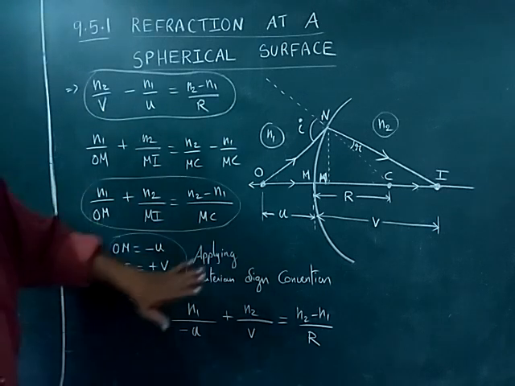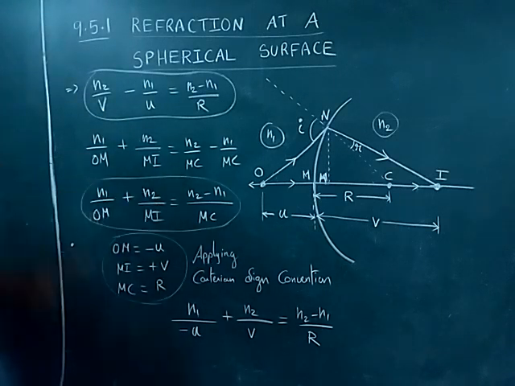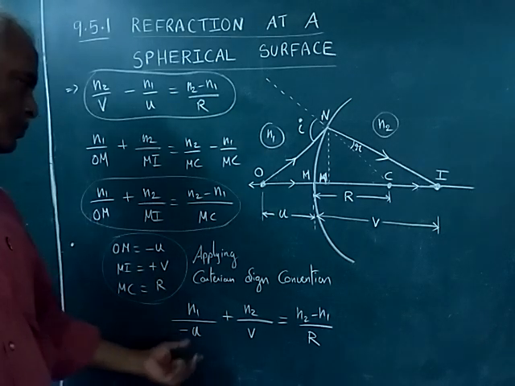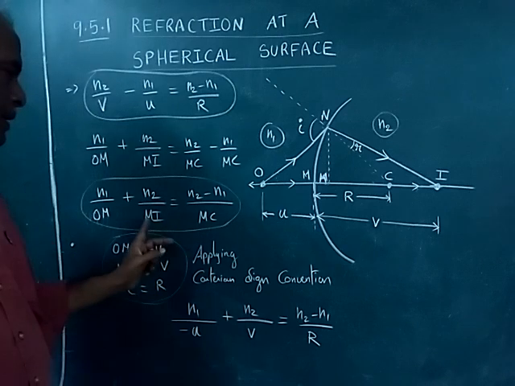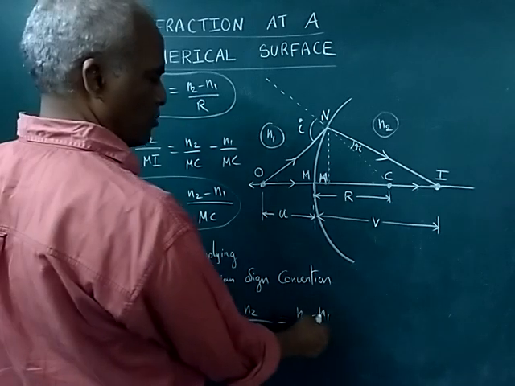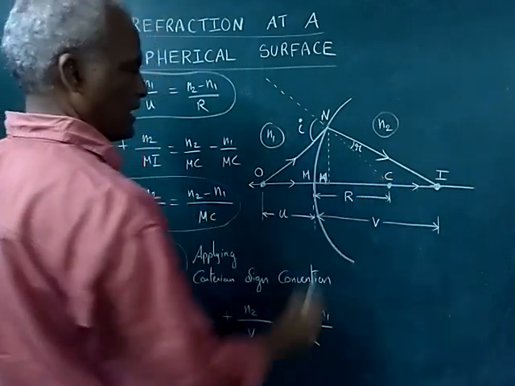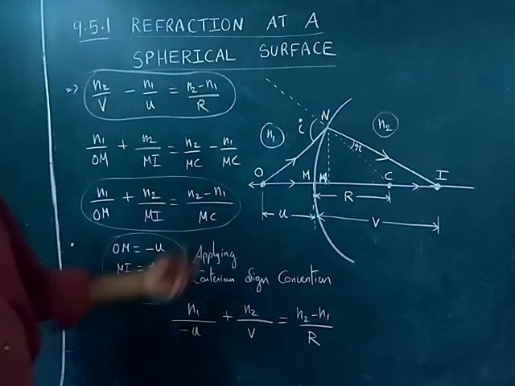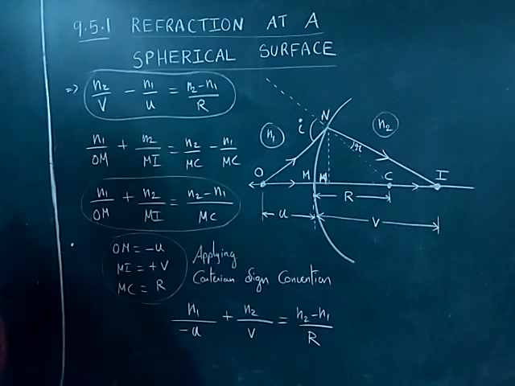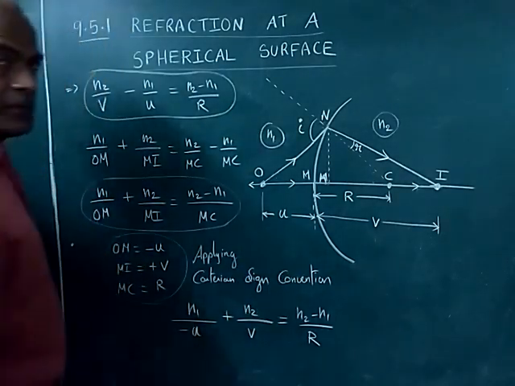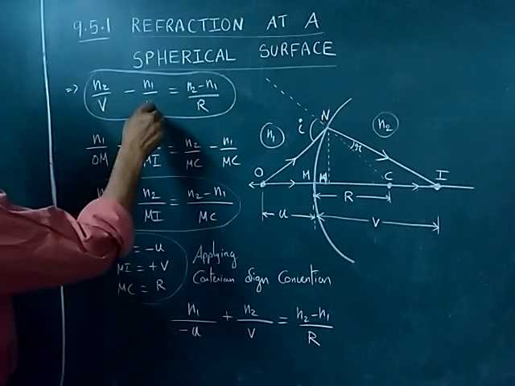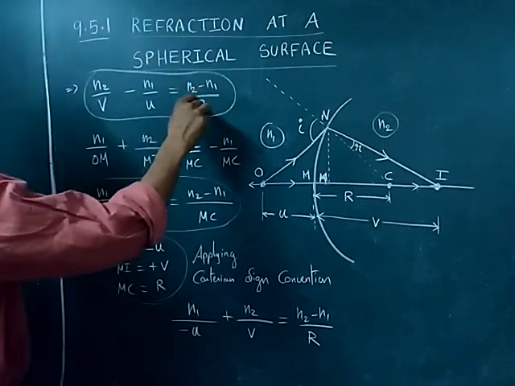Now we will substitute these sign conventions in this equation. So N1 by OM is minus U. Then N2 by MI is plus V, and is equal to N2 minus N1 divided by R, where R is the radius of the curvature. So it is lying this side, so therefore it is positive, so R. Now we will rearrange the terms and make it perfect. So N2 by V minus N1 by U is equal to N2 minus N1 divided by R.